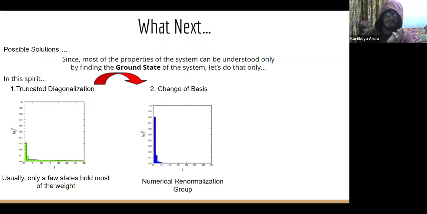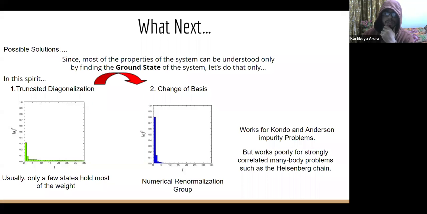And then what we do is truncate the rest of the states we don't need and use that. So for example, if we originally had 100 states that we need to consider, now we'll be considering only 10 states. So this helps to solve the dimensionality issue. And this form of algorithm is called the numerical renormalization group.